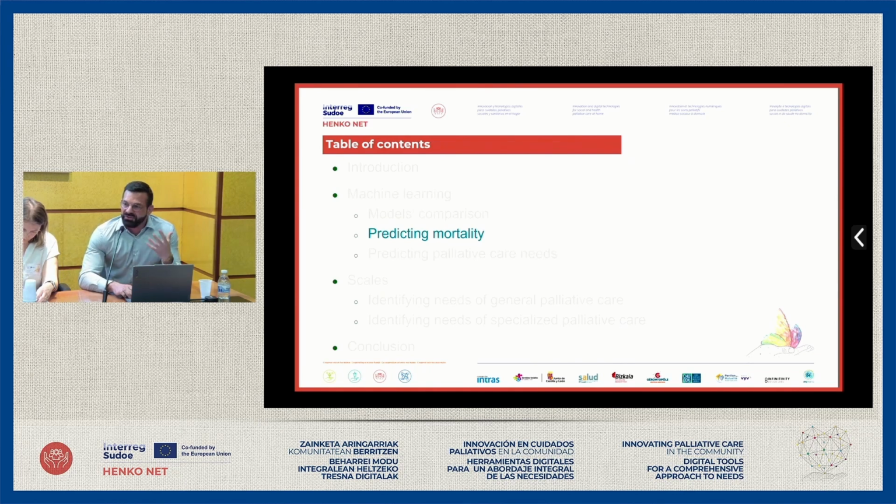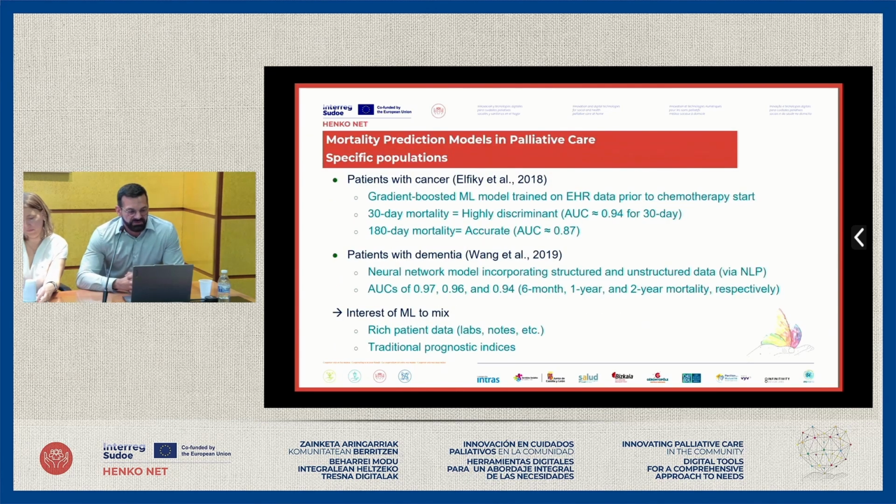The first models of machine learning developed to predict palliative care were actually developed to predict mortality and the risk of mortality. And this is, for example, what a gradient boosting machine learning model did on patients with cancer. I wrote to you a related reference. And it was trained on electronic health data.